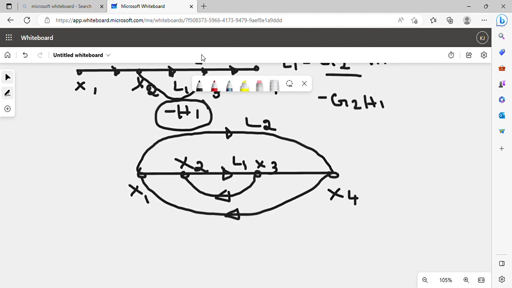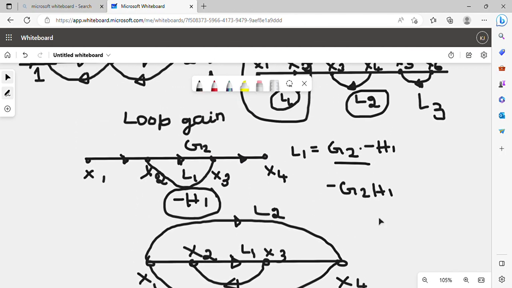Yes. And now here, what is my loop gain? So therefore it is the product of all the gains of the branches that are forming a loop. There are some branches, and the gain of these particular branches that are forming a loop is called the loop gain.